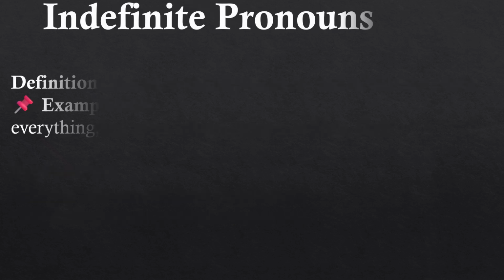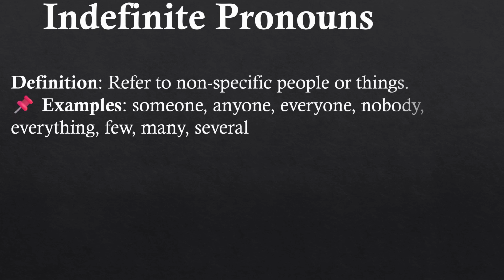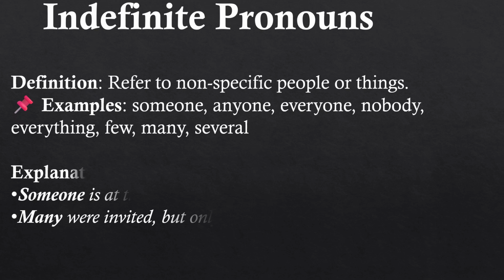Next is indefinite pronoun. Indefinite pronoun refers to non-specific thing or people like someone, anyone, everyone, nobody, many, few, all. These are those words. Example is: Someone left their bag. Someone is at the door.